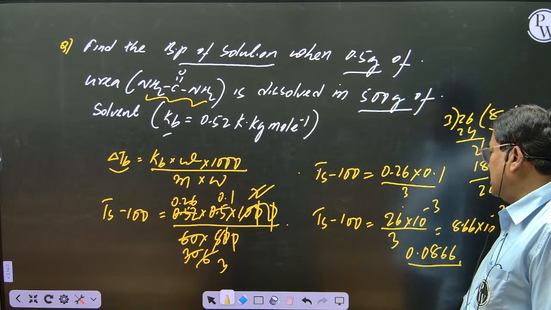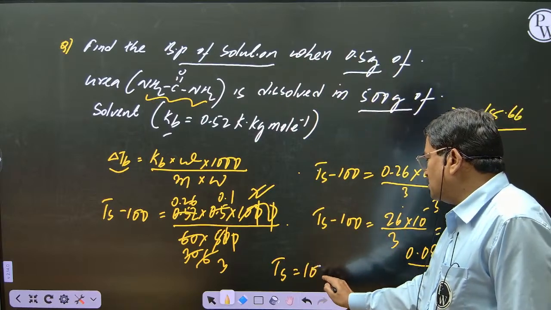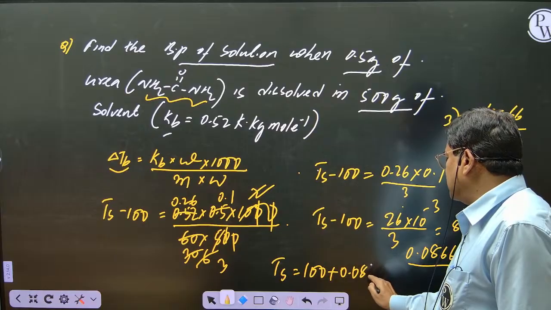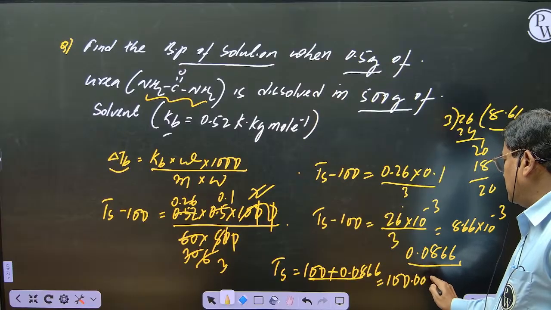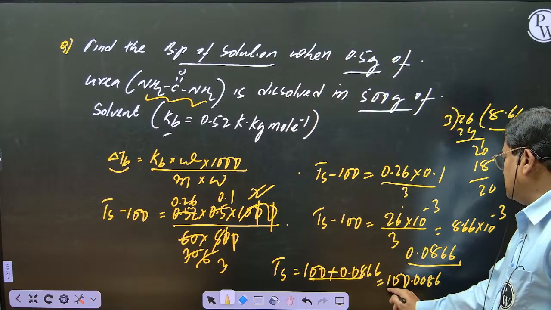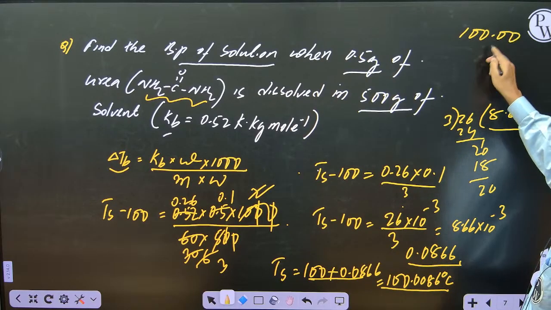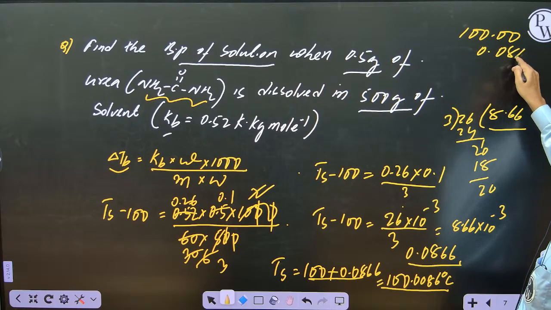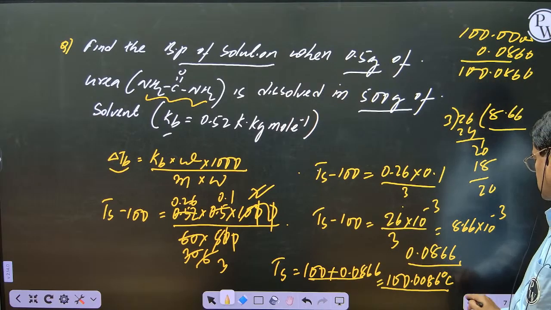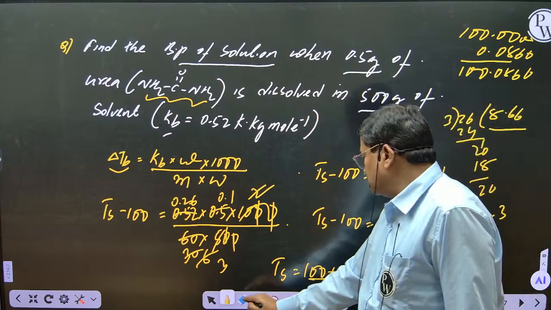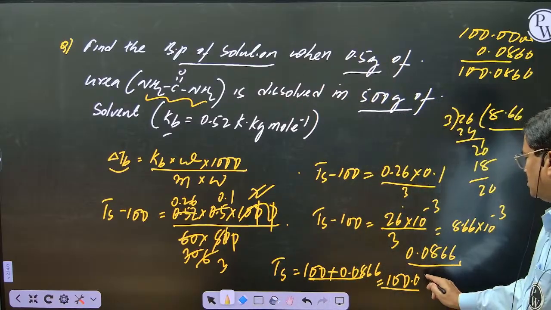This is Ts minus 100. Now how much does Ts come to? You bring this minus 100 to that side. So 100 plus 0.0866. How much does that come to, students? 100.0866. This will be the boiling point of solution. So from 100 you add what? 0.0866. That comes to 100.0866. So understood, this is the boiling point of solution.